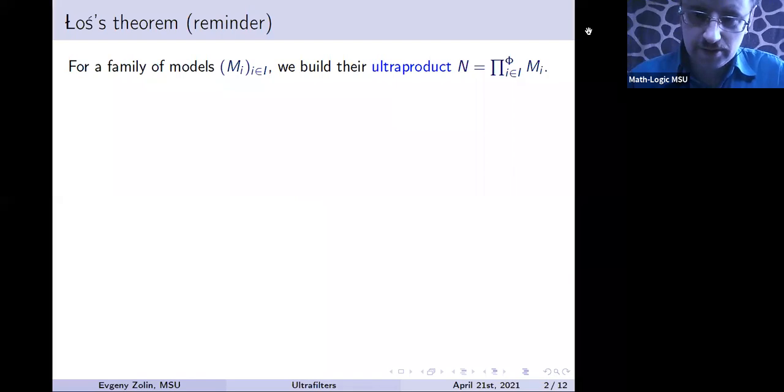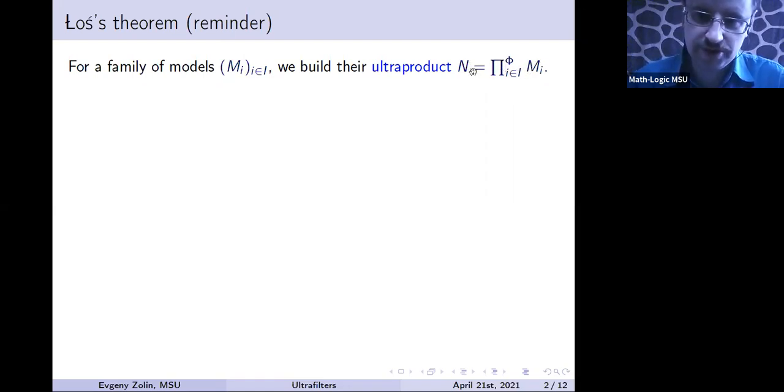On one of the previous lectures, we studied what a filter is and what an ultrafilter is. So today, filters and ultrafilters will be denoted by phi. And the last lecture was devoted to building ultraproducts. If we have a family of models indexed by some index I, and we have phi, which is an ultrafilter over I, then we can build first a product and then an ultraproduct of these models.